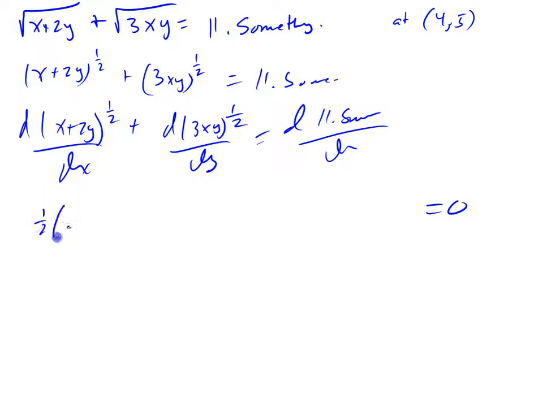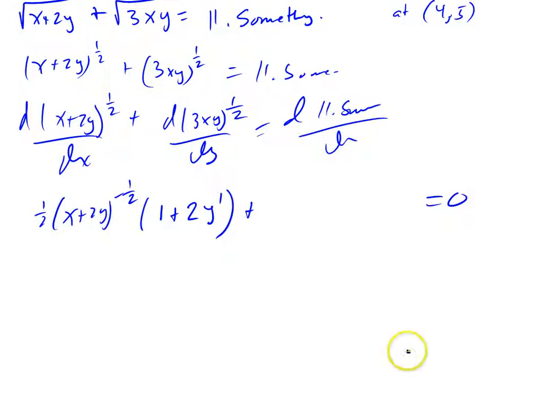So 1/2 times (x + 2y) to the minus a half times the derivative of the inside. Now the inside is x plus 2y, so I'm taking the derivative with respect to x. That would be 1 plus 2y prime, or dy dx, however you want to write that. So that was a power rule followed by a chain rule with another chain rule in there, in the sense that y is a function of x, so the y prime.